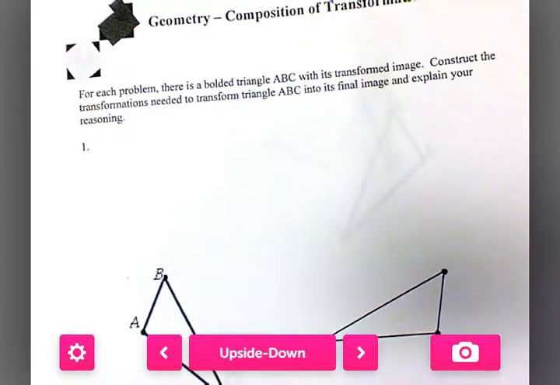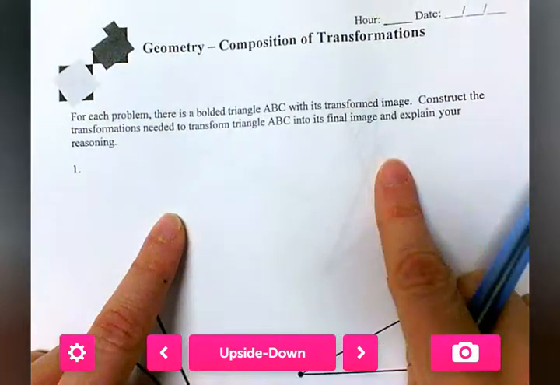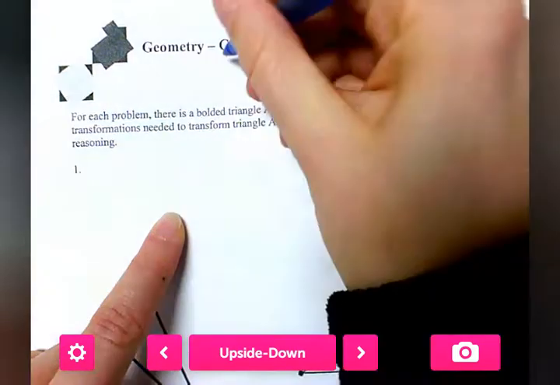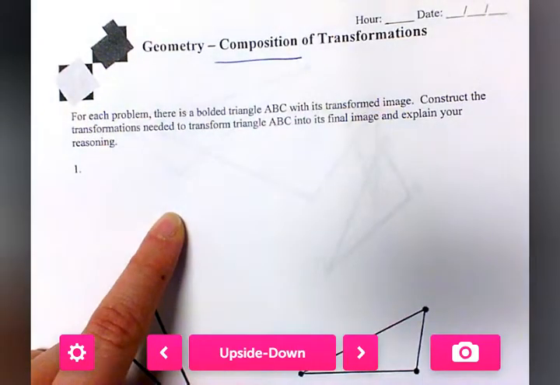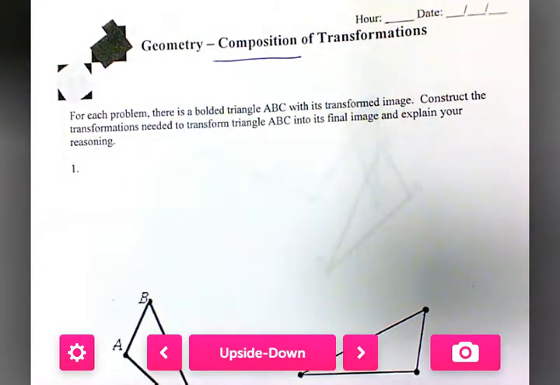So we are looking at composite of transformations. Now, what do you guys know? Composite means what? We've had other things that say composite in them. What does that mean? It's multiple. There's more than one. So yesterday we identified transformations. Today we have a composite of transformations.